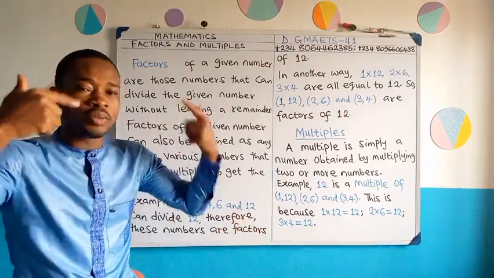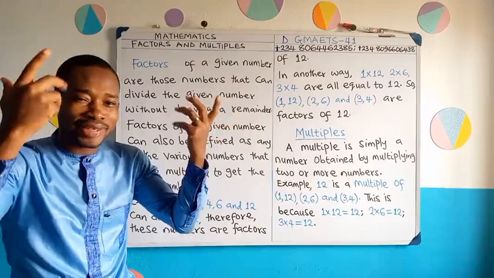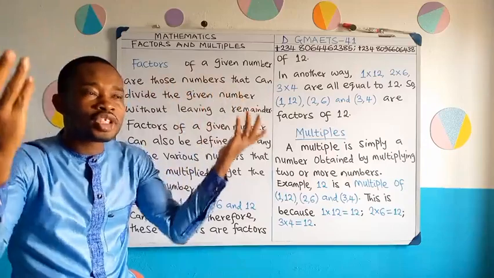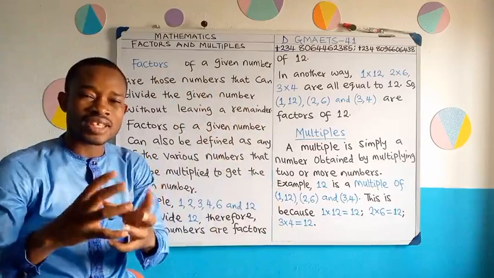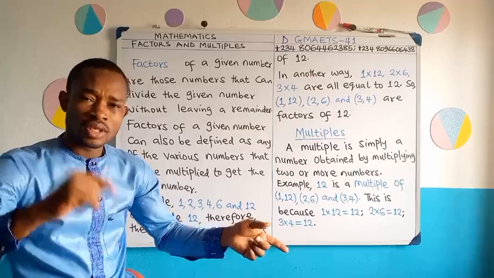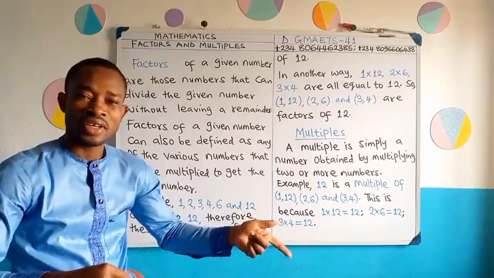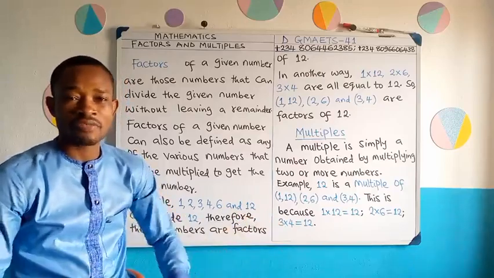You quickly spin your brain, go to the multiplication table, and think about it: which numbers can multiply to give you 10? Numbers that can multiply to give you 10, those numbers can also divide 10. And those numbers are factors of 10.